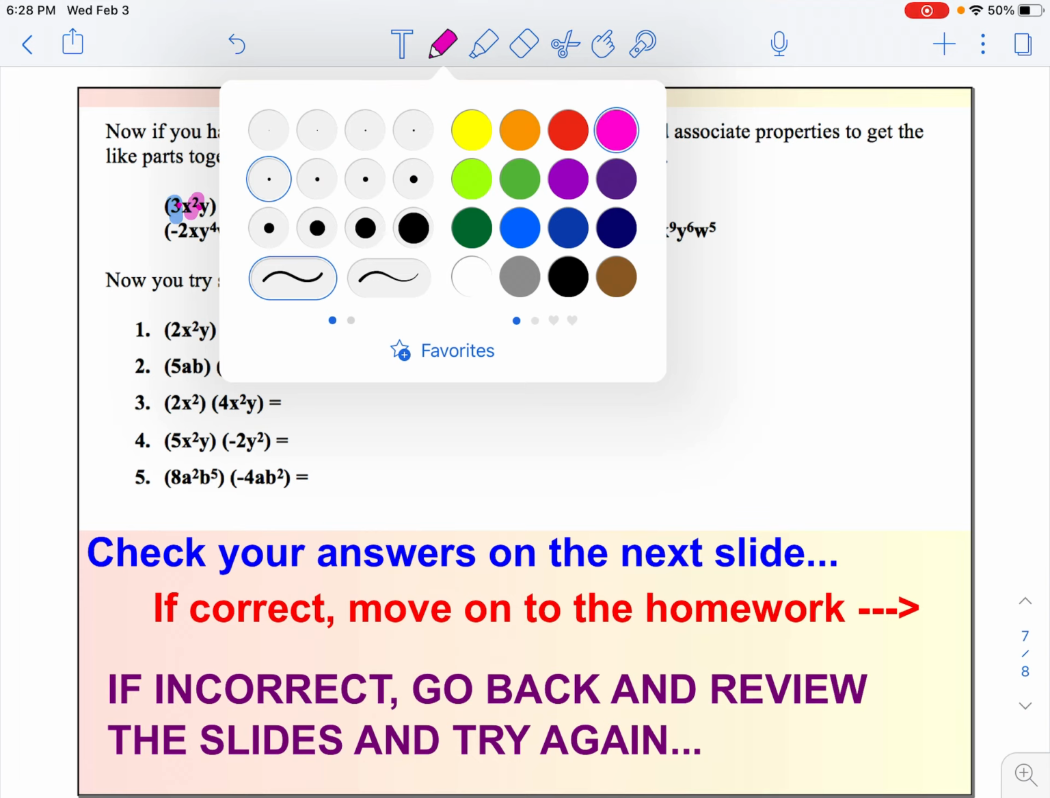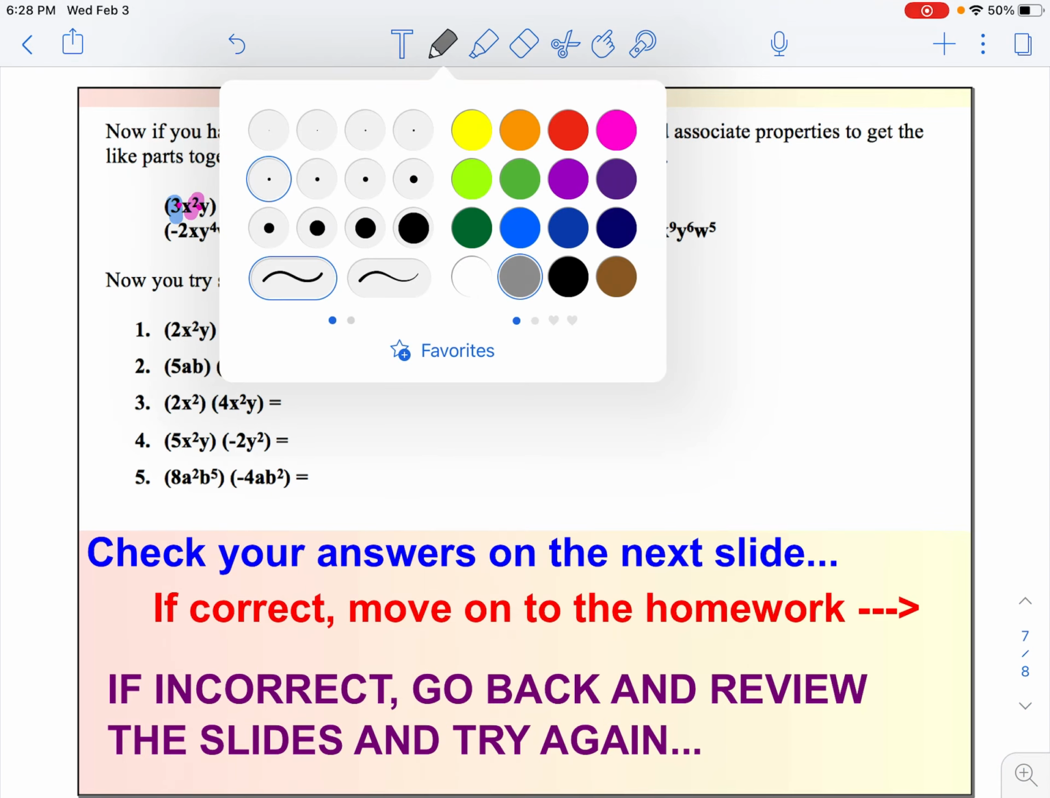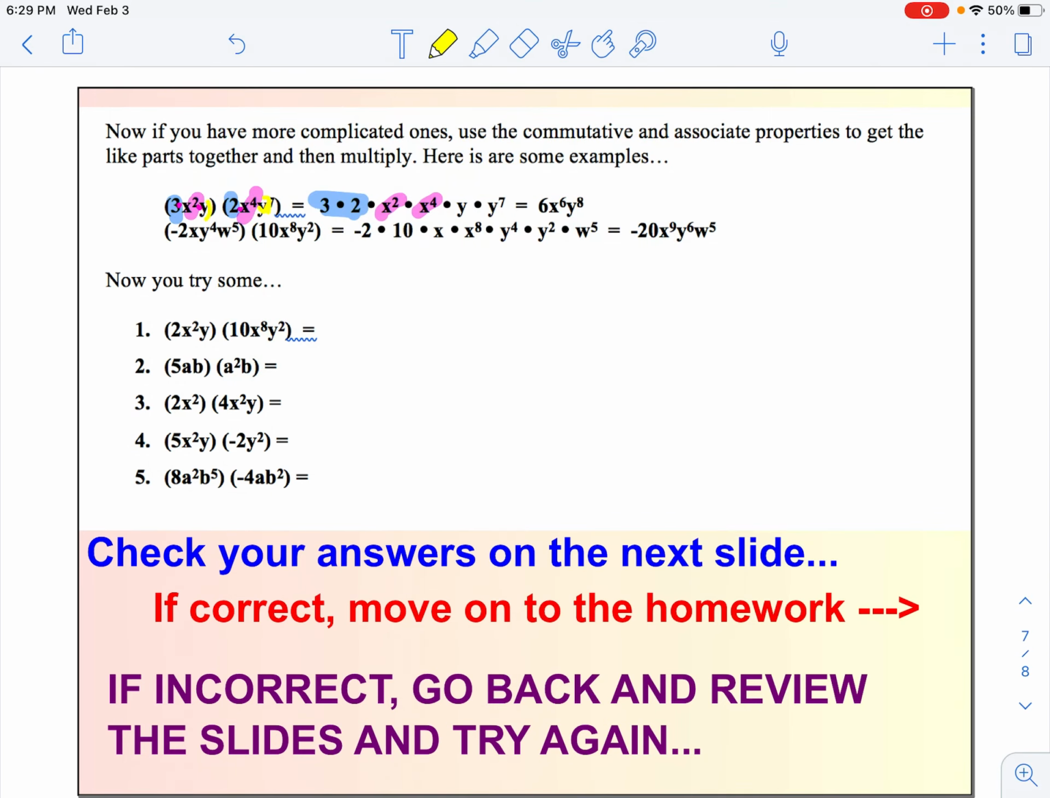And then finally, we have y and y to the seventh. Oh, that's not a very good color. Let's try again. Let's try yellow. Y and y to the seventh. And again, those next to each other right there. Oh, that's not a highlighter. Sorry. Wrong button. So here is where the y's come from. And so now if we multiply all the like things together, what we end up with here is we have 3 times 2, which is 6. We have x to the second times x to the fourth is x to the sixth right here.